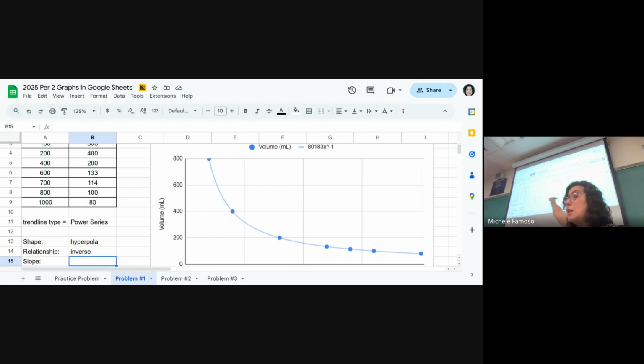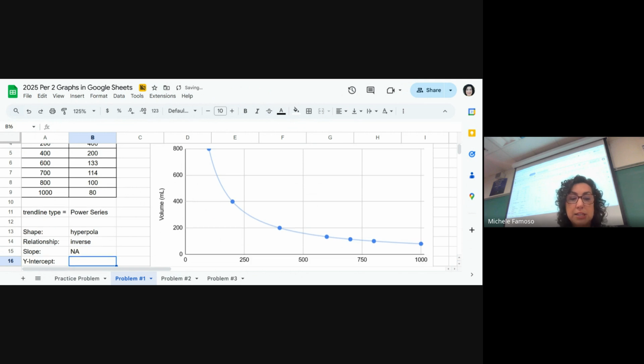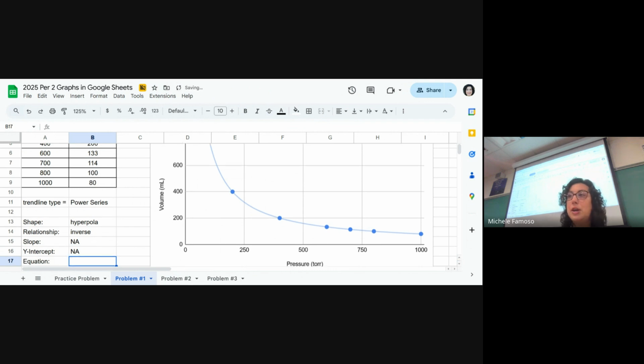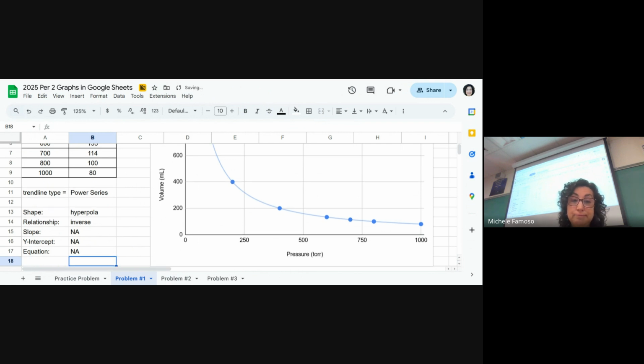A line. Is that a line? So are we going to have a slope? So put NA, meaning not applicable. There is no slope to worry about. Is there a y-intercept to worry about? No, because it's not a line. So what are you going to put for the y-intercept? NA. Is there an equation to write? No, because it's not a line. NA. See how easy that was? When it's a curve, there's a lot less for you to do. Let's go to problem 2.